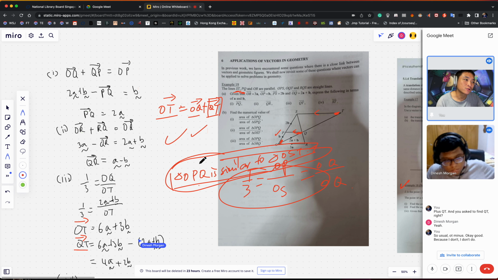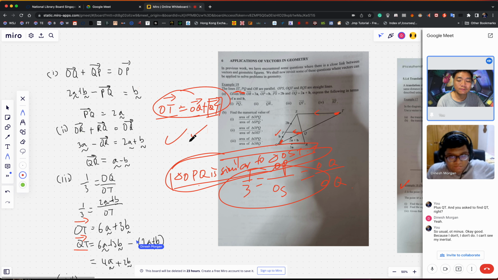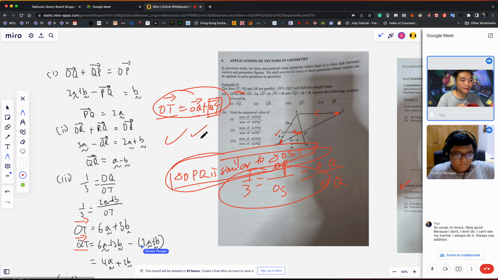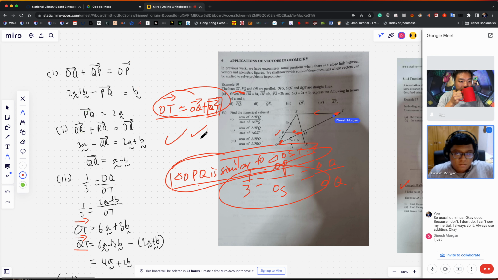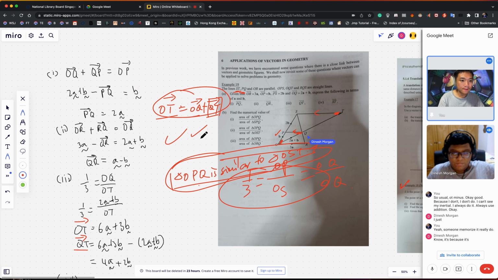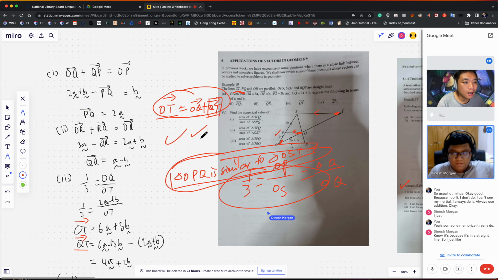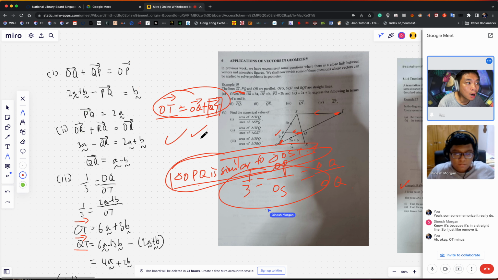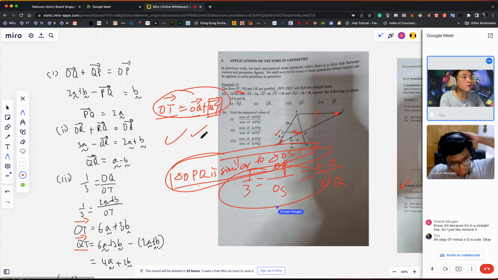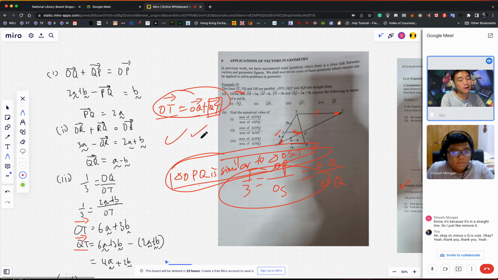I can't see minus. I always use addition. I somehow memorized it already. It's because it's in a straight line, so I just remove it. OT minus OQ is QT. Oh, okay, thank you. So you try to look at the diagram and somehow.